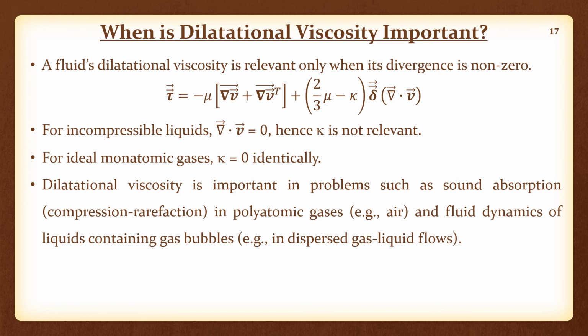Well, for incompressible liquids, incompressible gases as well, incompressible fluids, del dot V is 0 and therefore kappa is not relevant. For ideal monatomic gases, without going into a model of the dilatational viscosity of a fluid, without going into the molecular origins of viscosity, these would be discussed in a transport phenomena course. The kappa is 0 identically for ideal monatomic gases.